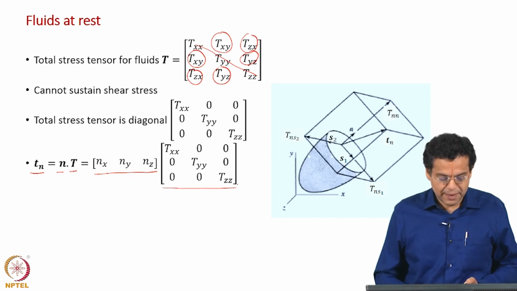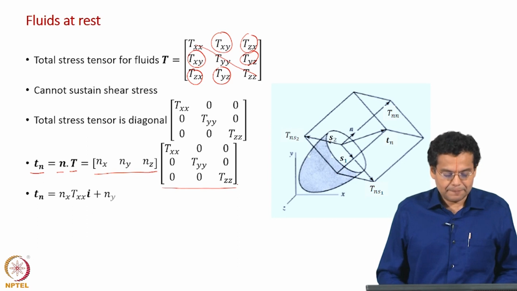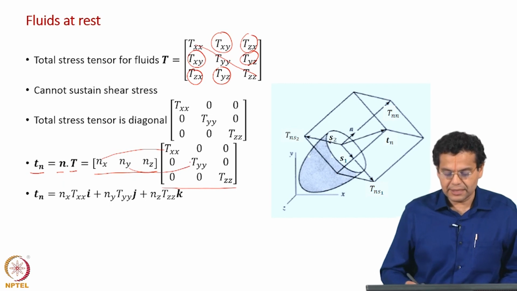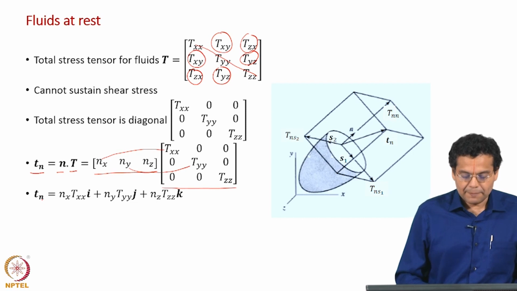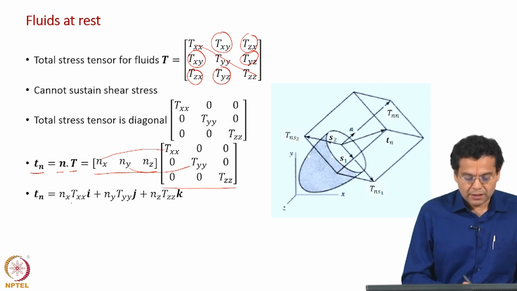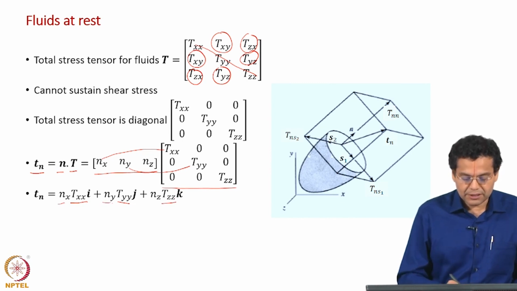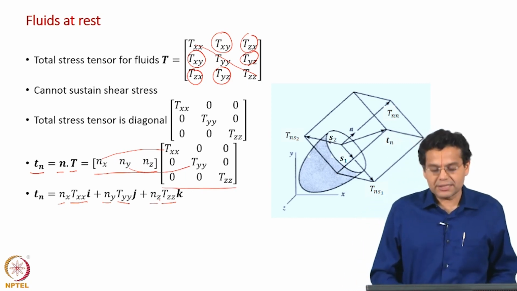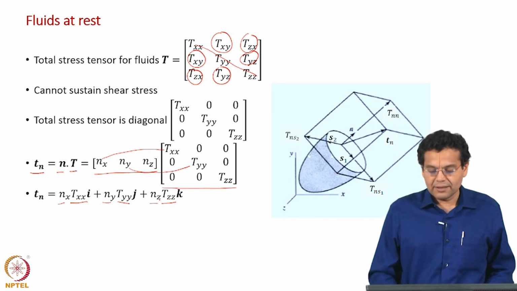So, simple matrix multiplication will give us the stress vector: nx into txx, ny into tyy, similarly nz into tzz. So, the stress vector has been expressed in terms of the components of the total stress tensor and the components of the unit normal vector. So, we have got an expression for the total stress vector in one way. We will now write another expression for the total stress vector in another way.